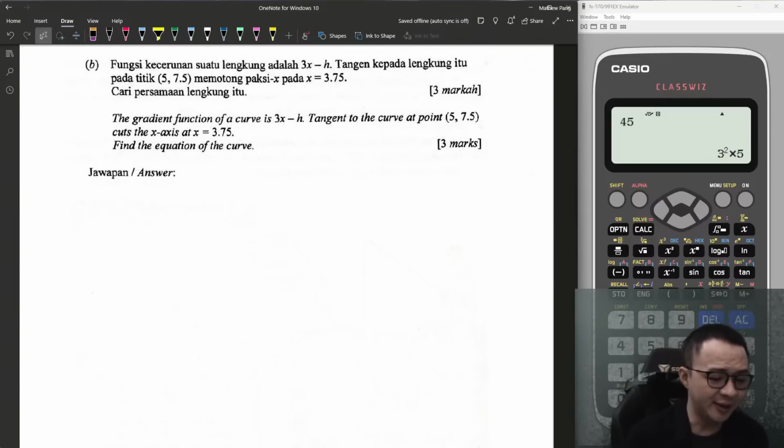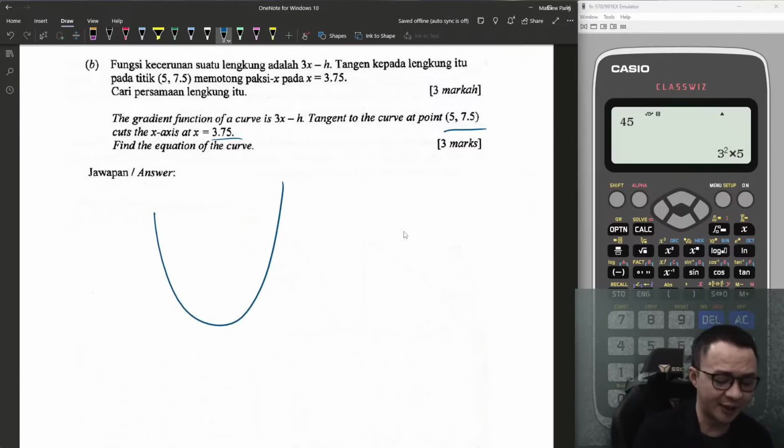Okay, this one needs to think a little bit. The gradient function of a curve is 3x minus h. So the tangent to the curve at this point, and this tangent also cuts the x-axis at this point. Find the equation of the curve. So yeah, I believe you should have a quadratic graph. You should have something like this.